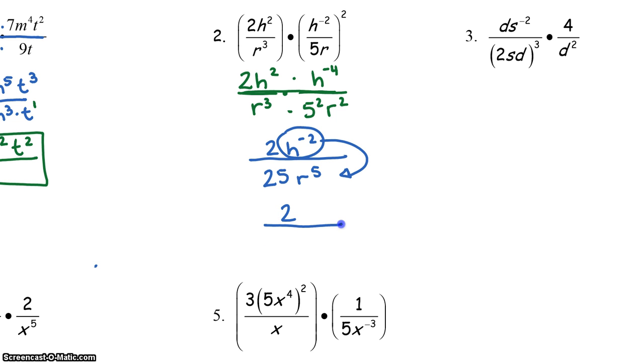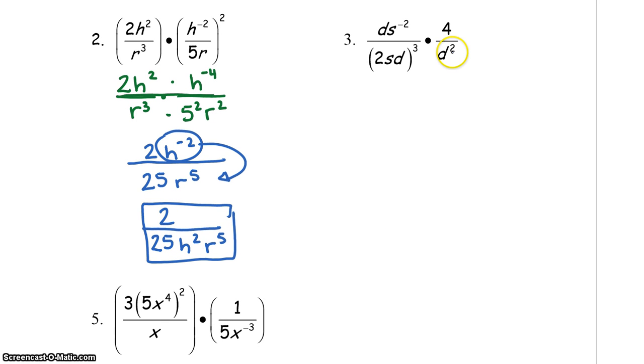2 will stay there because 2 is positive, and the exponent is positive at least. And then we have h to the second power and r to the 5th power. Notice that when I was writing these, I made sure that h came first and r came second because that's how it goes in the alphabet. Alright, let's go on to example number 3.